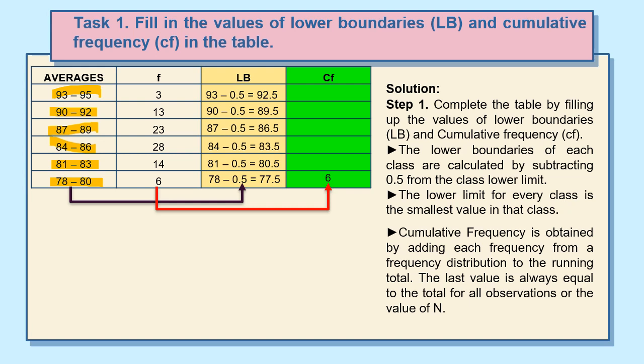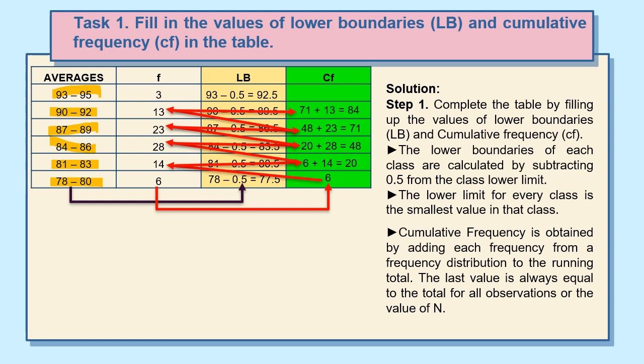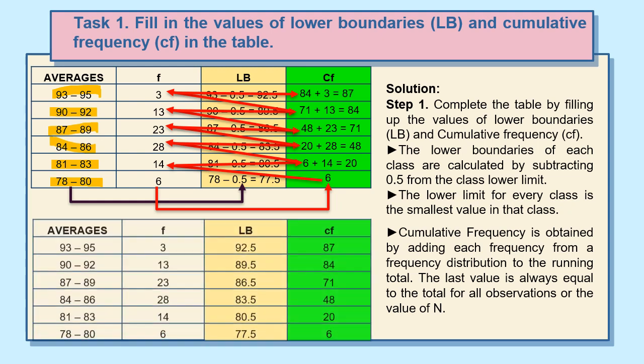And then add 6 to the next frequency 14. Then we have 6 plus 14 equals 20. Next, 20 plus 28 will give us 48. 48 plus 23 will give us 71. Then 71 plus 13, we have 84. And 84 plus 3, we have 87.